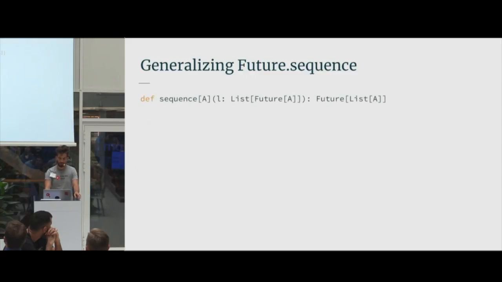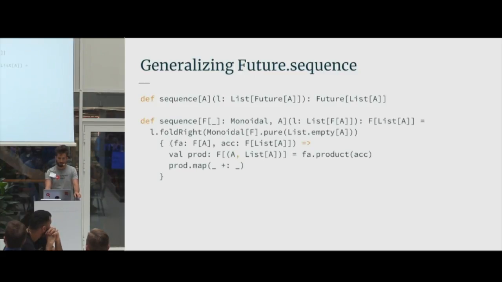So we have this function list of future of A, and it returns future of list of A. And what we can then do is say, hey, we don't want this to be specialized to future. We should be able to use a generic construct instead. And this generic construct is actually the monoidal. This might look a bit crazy, but I'll try to go through it step by step. So we have this list of f of a. And then what we want to do with this list is fold over it. And at the end, we want to get back an f of list of a.